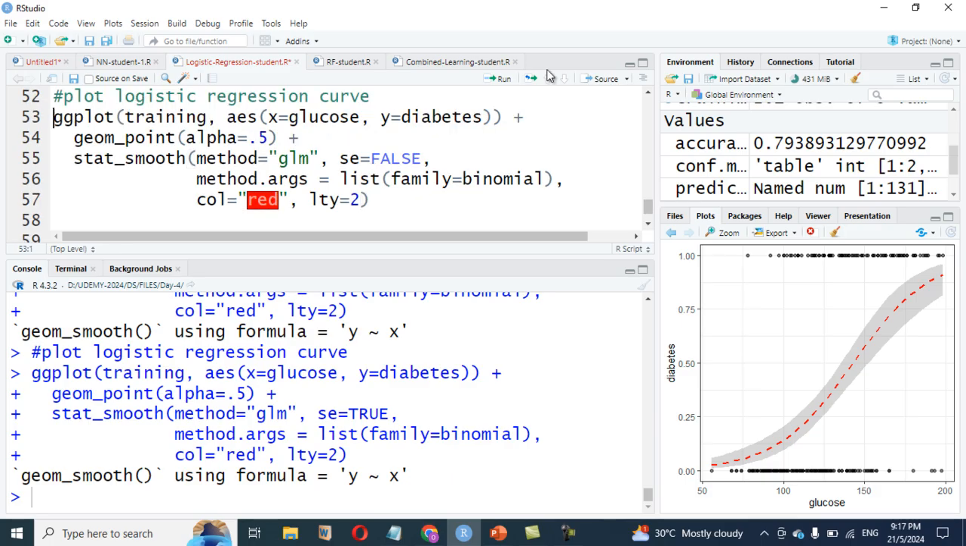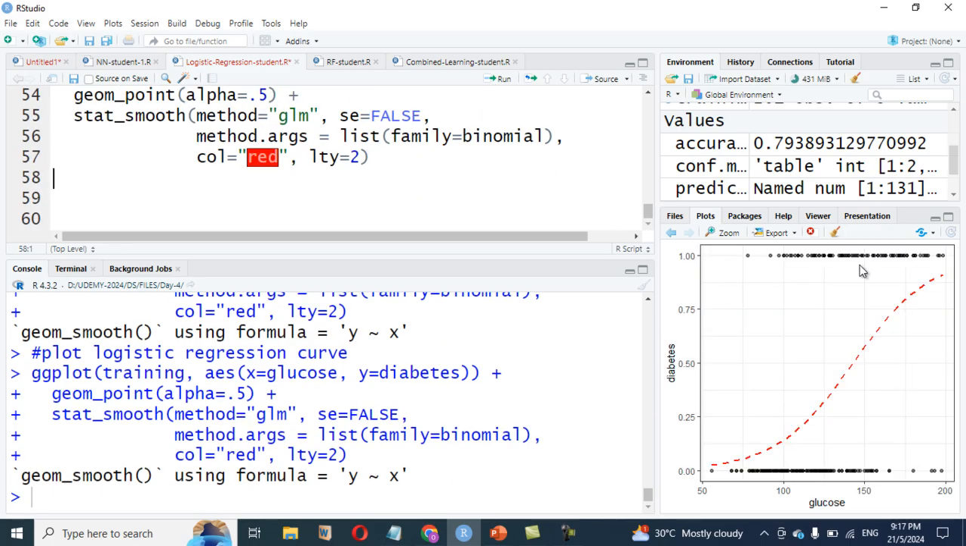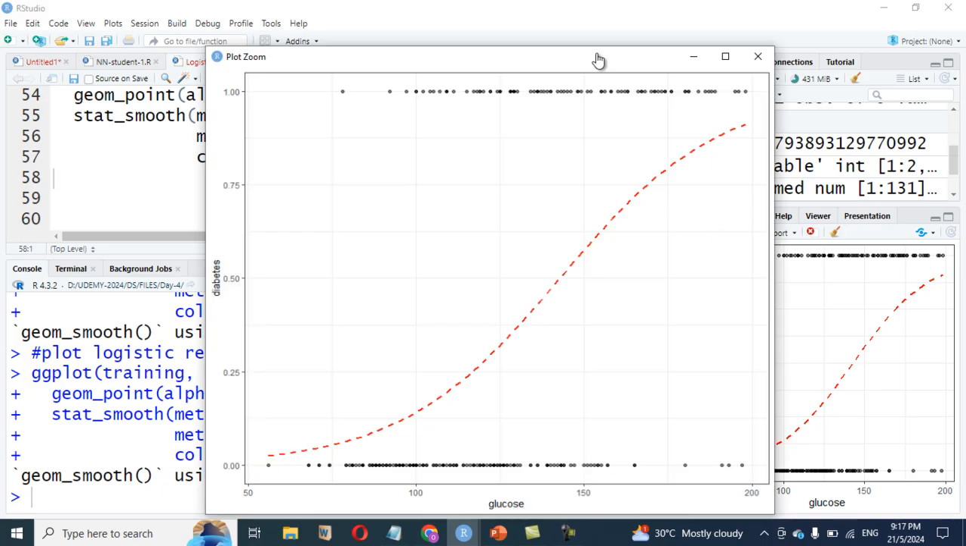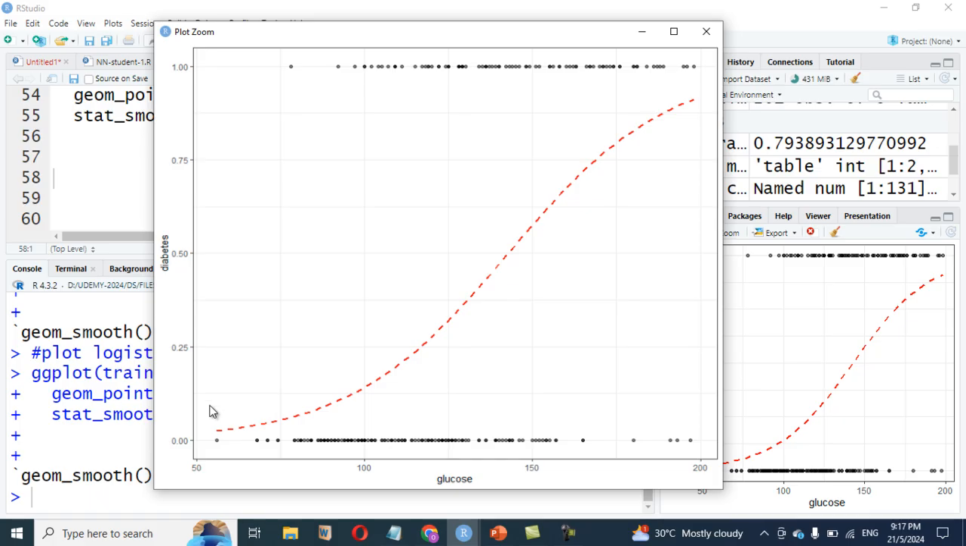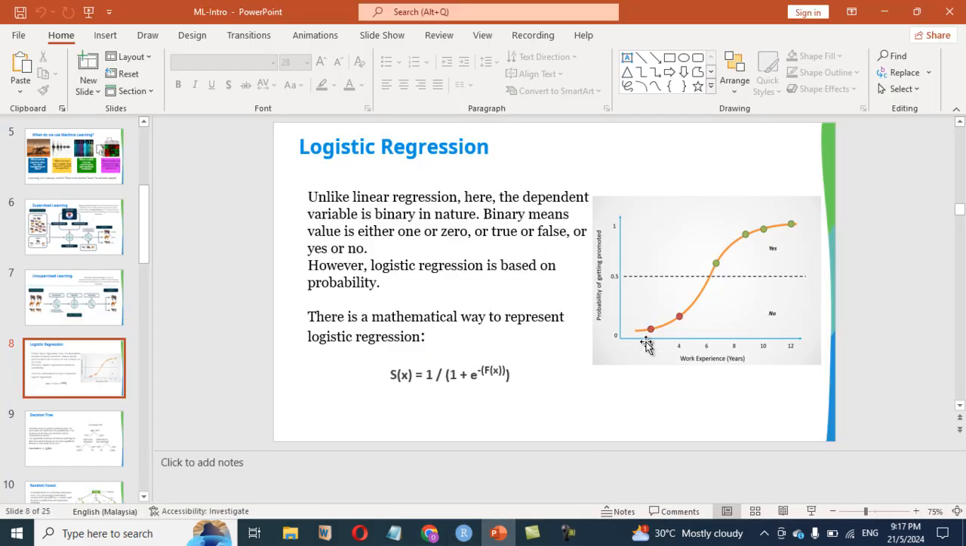Just to see, now this is our curve, so we can view it properly. This is what was shown before here. The middle here is 0.5. Down here means no, and up here means yes. So this means negative and this means positive. Anything above this is positive and below is negative.